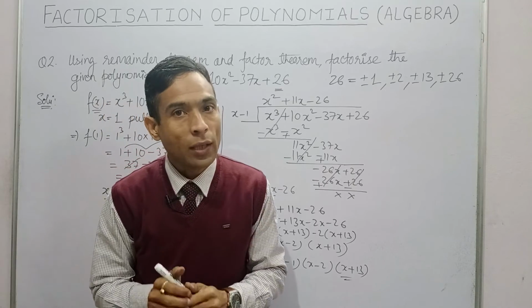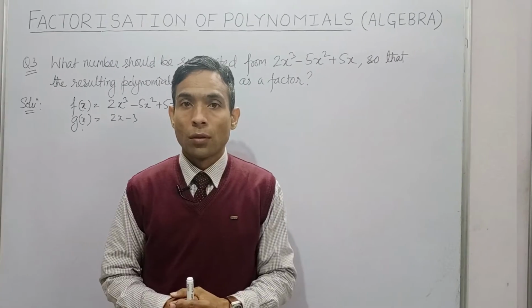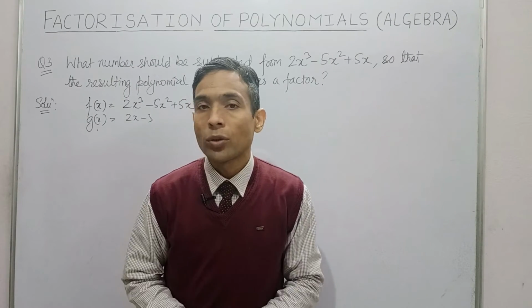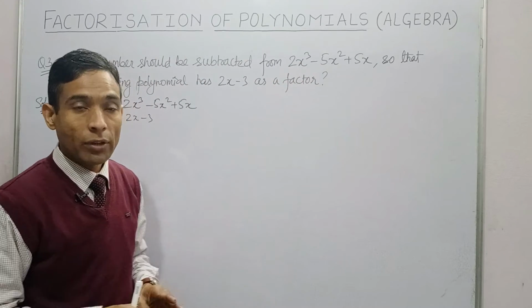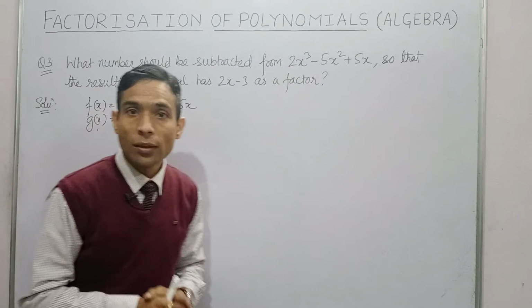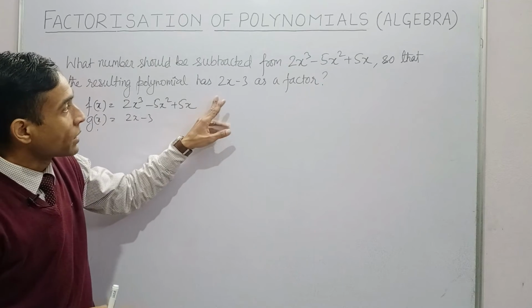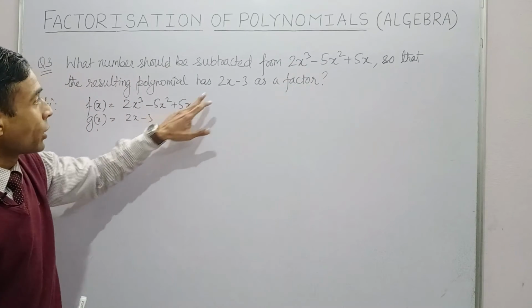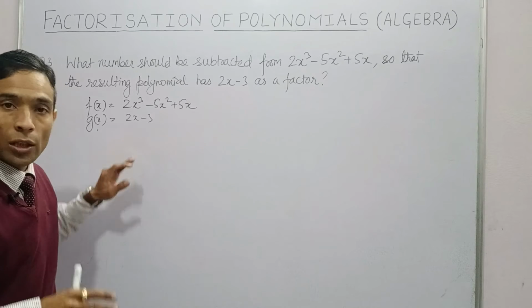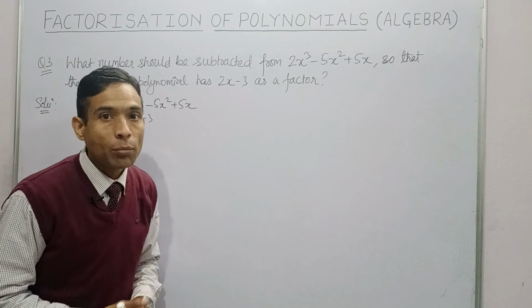Let's do our next question. In the third question, we have to find a number which should be subtracted from a given polynomial 2x cube minus 5x square plus 5x, so that the resulting polynomial has 2x minus 3 as a factor. Let's take this polynomial as f(x) and 2x minus 3 as g(x). Now let's suppose the number be m.